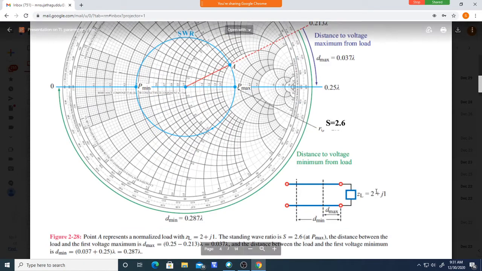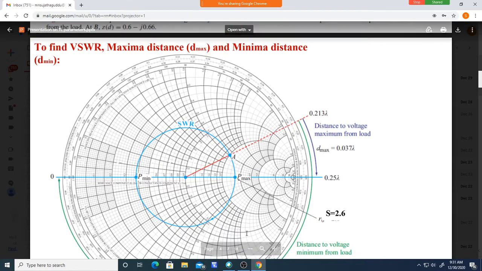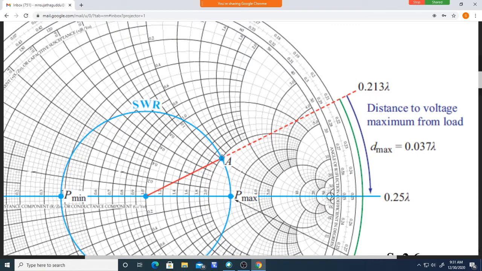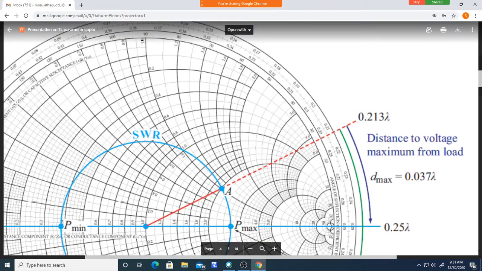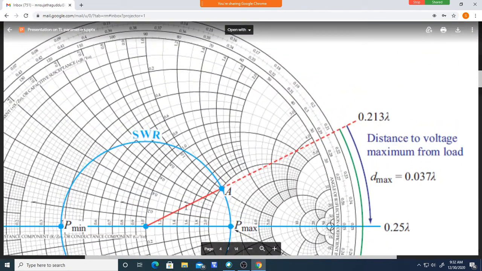To do that, what you have to do, you have to take the given load. It is 2 plus j1. Normalize it. This is a normalized one given itself, or you can find the normalized value if they give an actual load. 2 plus j1, you mark it on the Smith chart. So this is the marking. This is the 2 circle, and the intersection with the reactance 1 circle, plus 1. In the previous example it was minus 1, that's why it was below. In this problem they have given plus 1 here.